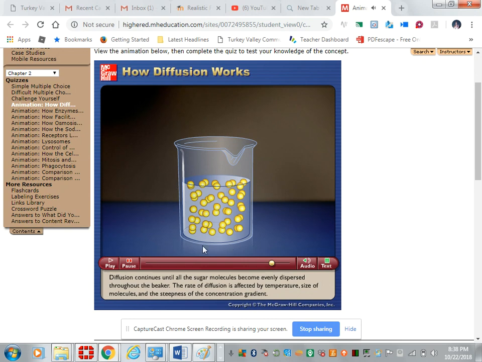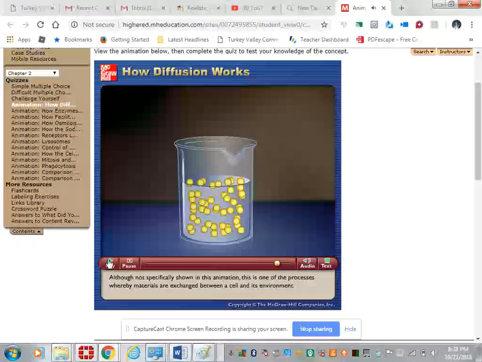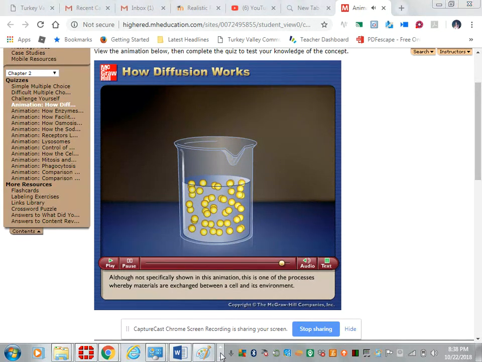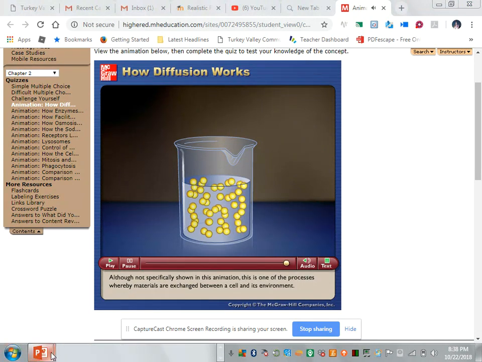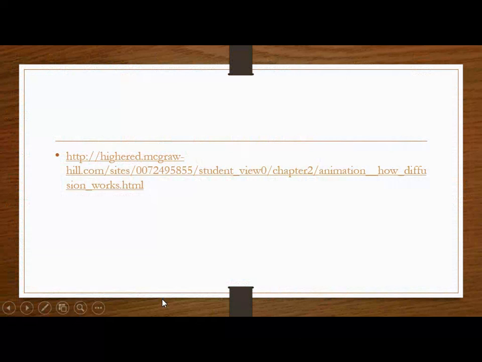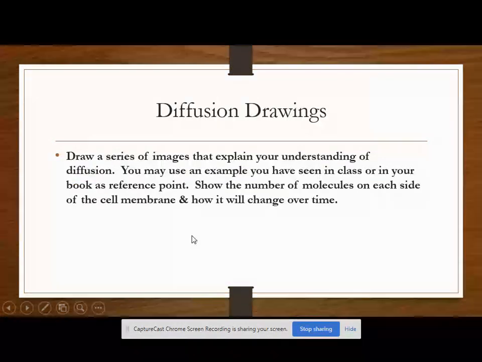So what he's saying is how fast these move depends on temperature: warmer temperatures will get stuff to move faster. We know that in dissolving stuff. Next is size of molecules, large versus small molecules. The last one is the steepness of the concentration gradient. If there's a big difference from high concentration to low concentration, it's going to move faster, and if it isn't as great, it's going to move slower. All right, so we got that nice little video.